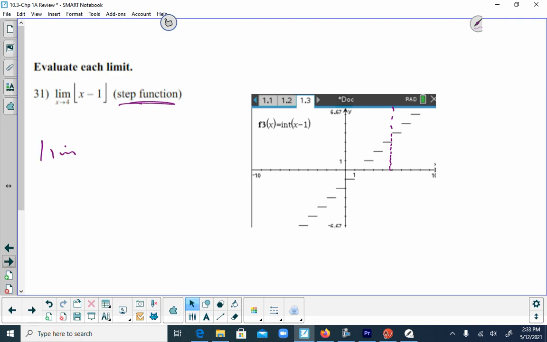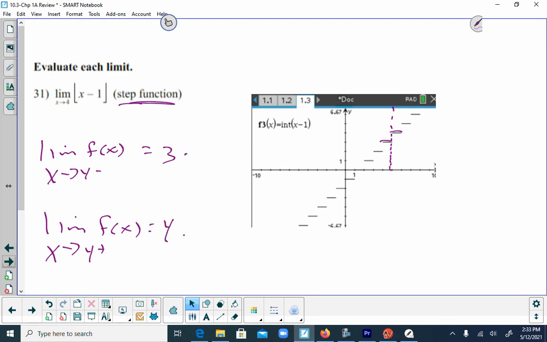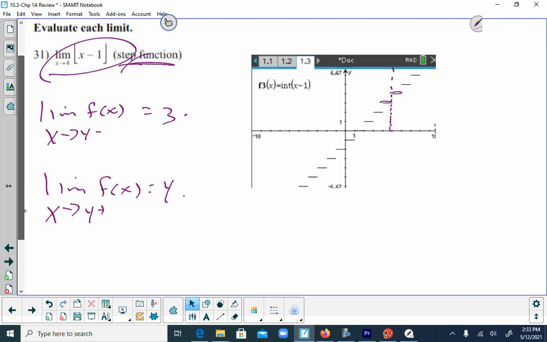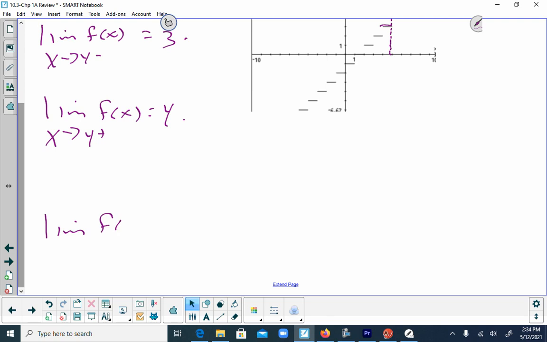So if it gives me something like this where I'm approaching x from 4, if I'm taking the limit of f of x as x approaches 4 from the left, that looks like it's going to be 3. And if I take the limit of f of x as x approaches 4 from the right, coming this way, that looks like it's going to be 4. Since they are not the same number, I'm going to say that this limit altogether, the limit of f of x as x approaches 4 without a direction, does not exist because it does not approach the same number.